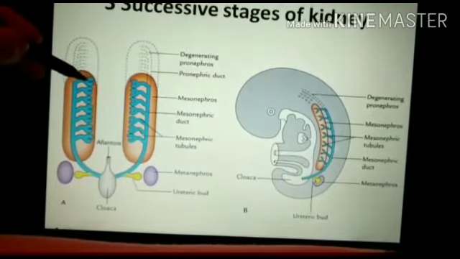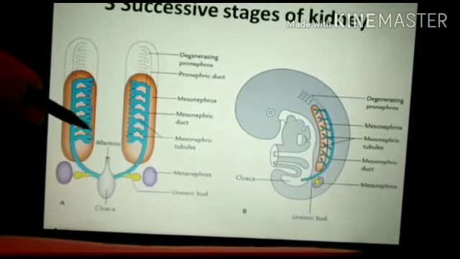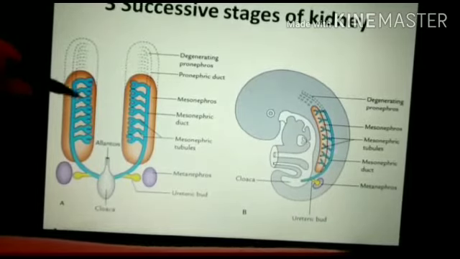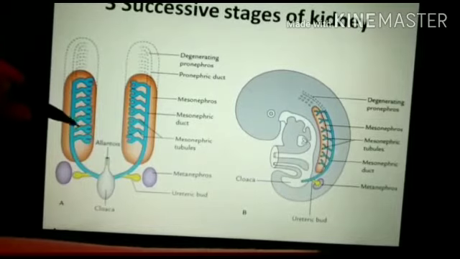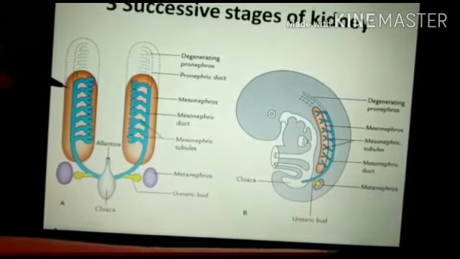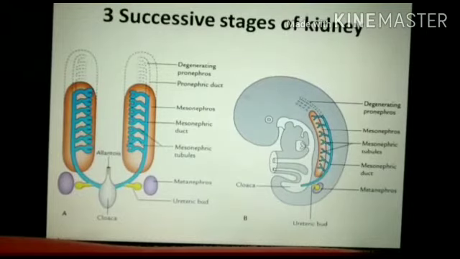Now, after degeneration of the pronephros, the mesonephric kidney, or mesonephros, will appear, and these are mesonephric tubules which are draining into the mesonephric duct, also called the Wolffian duct. This mesonephric kidney appears at the end of the 4th week of intrauterine life and disappears in the 5th week. It completely disappears in females, but in males this mesonephric duct and some mesonephric tubules also persist.